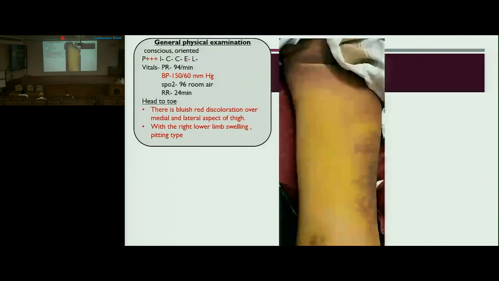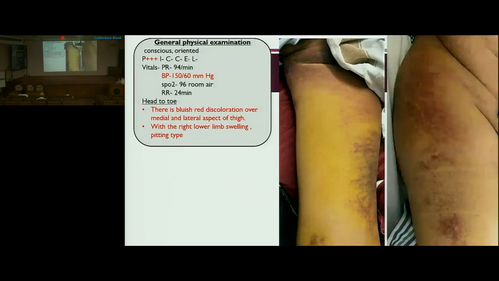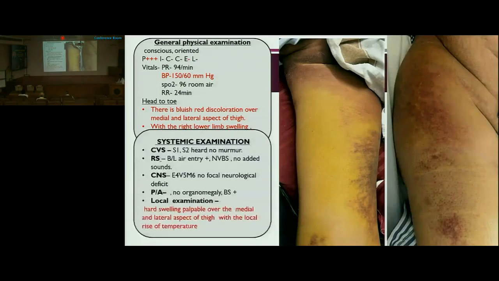On head-to-toe examination, there is a bluish red discoloration over the medial and lateral aspect of the thigh, with right lower limb swelling of pitting type. On systemic examination, he is within normal limits, and local examination shows palpable swelling on the medial and lateral aspect of the thigh.